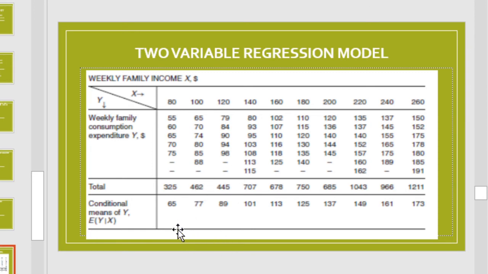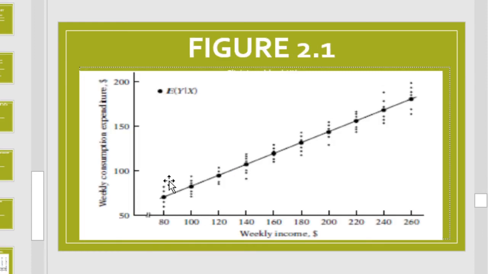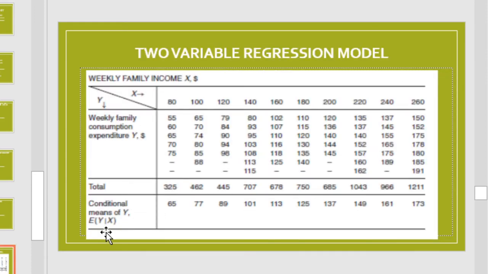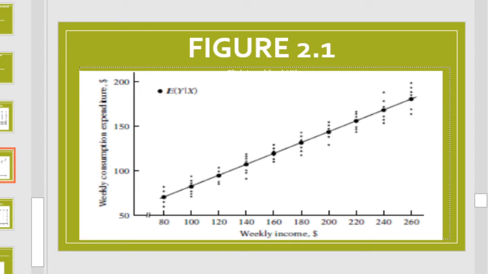Why is this a conditional expected value? This is a conditional mean value, and it depends on the given value of the variable X. The condition is given, or we have already said that it is fixed. Therefore, it is the conditional expected value, and it is symbolically written as the expected value of Y given X. We have seen that it is the conditional expected value.